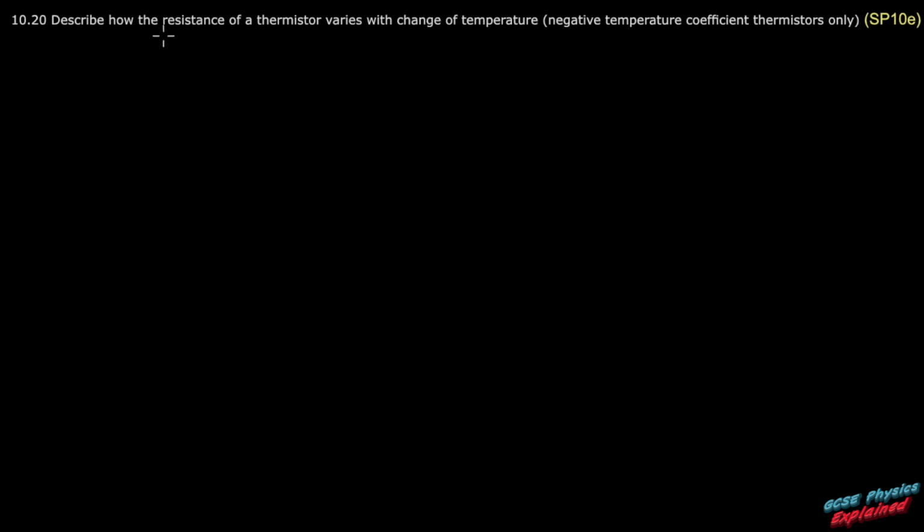Number 20. Describe how the resistance of a thermistor varies with change of temperature, and it's negative temperature coefficient thermistors only. Now, a negative coefficient basically means as one thing gets bigger, the other thing gets smaller. So in this case, if the temperature goes up, the resistance goes down. It's what you call an NTC. You can get a PTC as well, which is a positive temperature coefficient, but at GCSE Physics we're not interested in that. Now it's exactly the same shape as what you've just saw for the LDR.